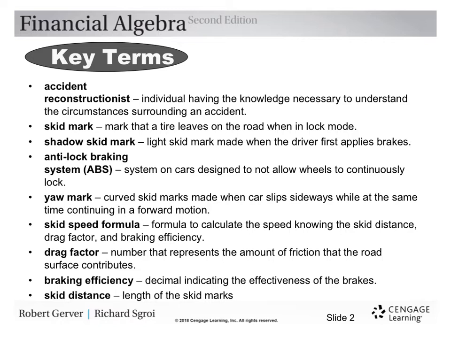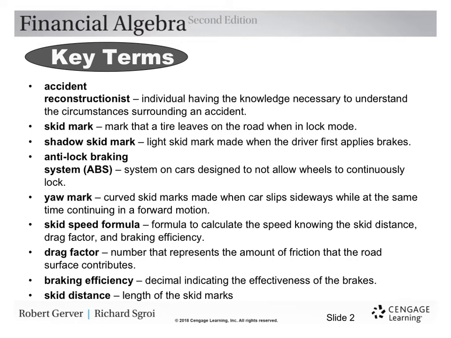Accident reconstructionist. This is an individual having the knowledge necessary to understand the circumstances surrounding an accident. Skid mark. This is a mark that a tire leaves on the road when in lock mode. In other words, you slam on the brakes, the wheels stop turning, and they leave a skid mark on the road. Shadow skid mark. This is a light skid mark made when the driver first applies brakes. When he first applies brakes, the skid mark is going to be lighter and it's going to get darker and darker as it goes along.